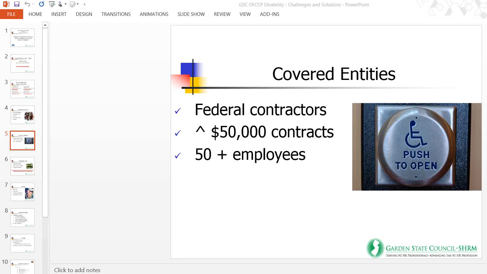Every federal contractor, you have to have a minimum of $50,000 worth of contracts, and you need to also have a minimum of 50 employees.